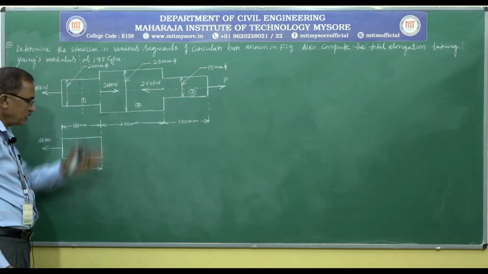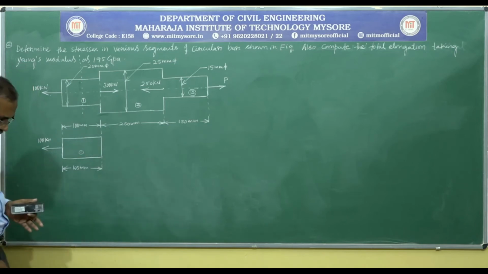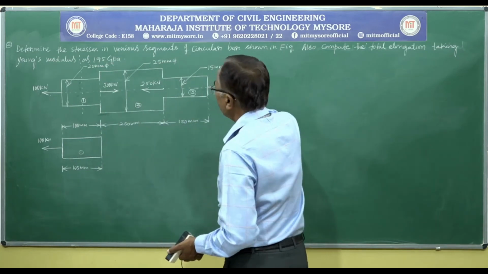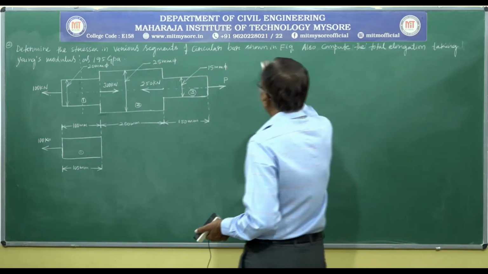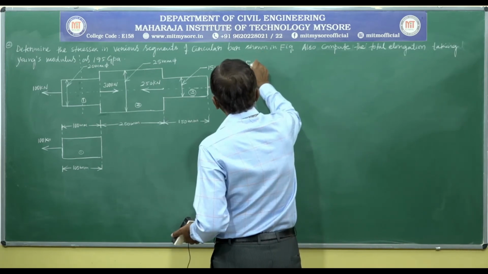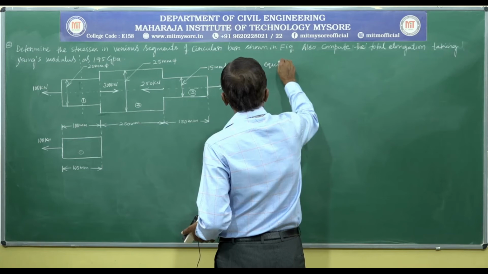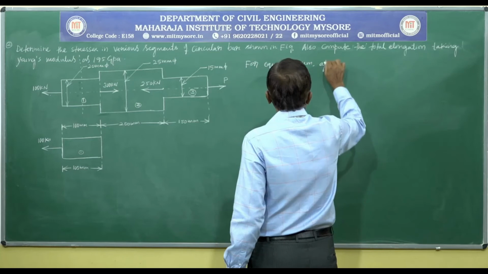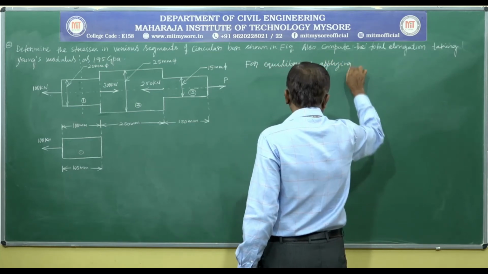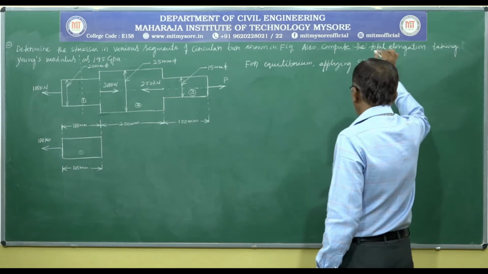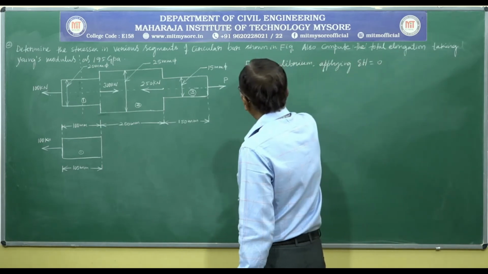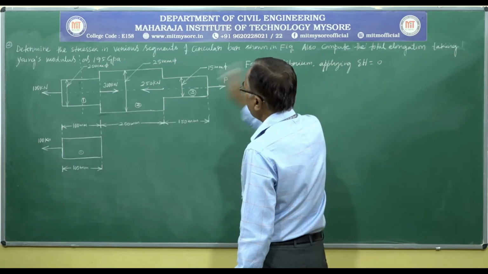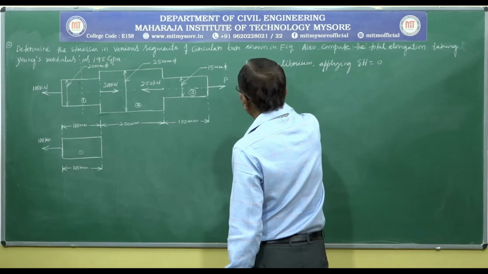Treat one direction as positive, and automatically the other direction will be negative. Here, to compare these forces, we have to calculate this P first. For equilibrium, applying sigma H equal to 0, the algebraic sum of all the forces is equal to 0. Let us stick to our conventional sign convention: we treat leftward as negative and rightward as positive.